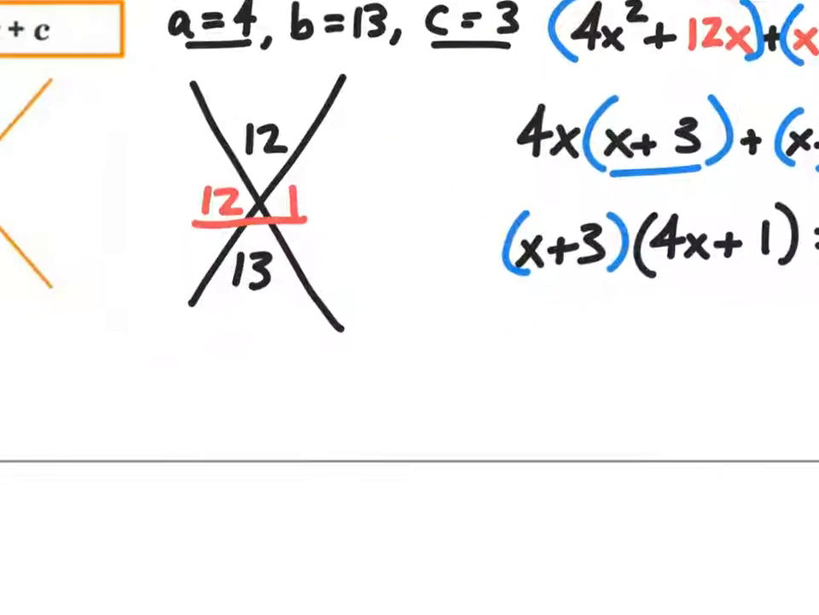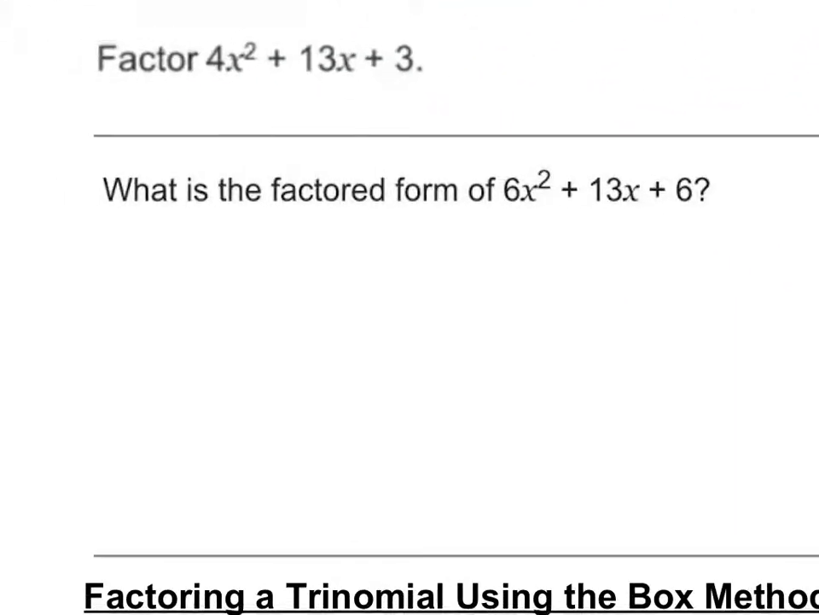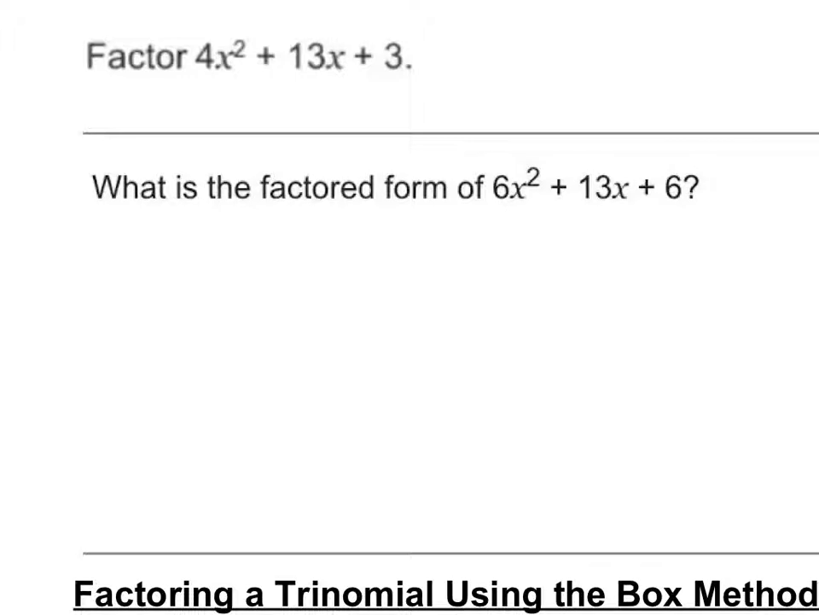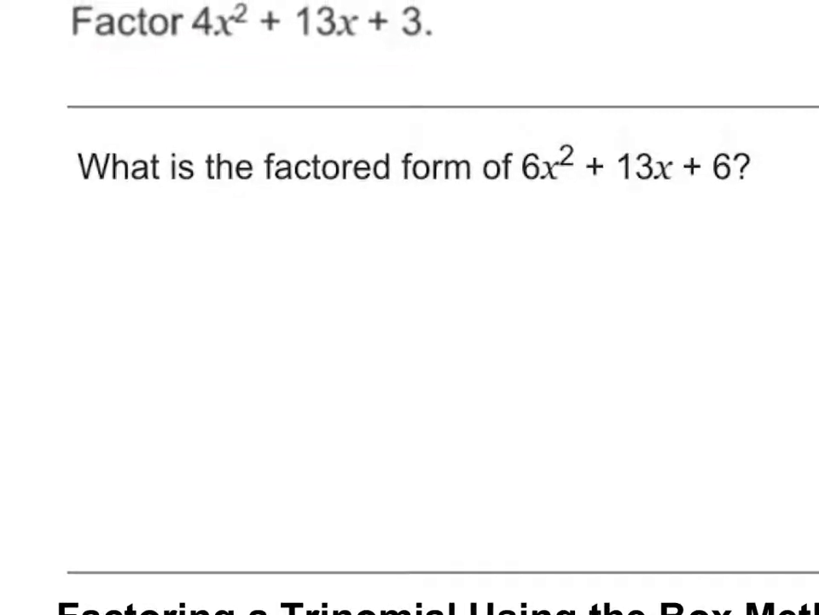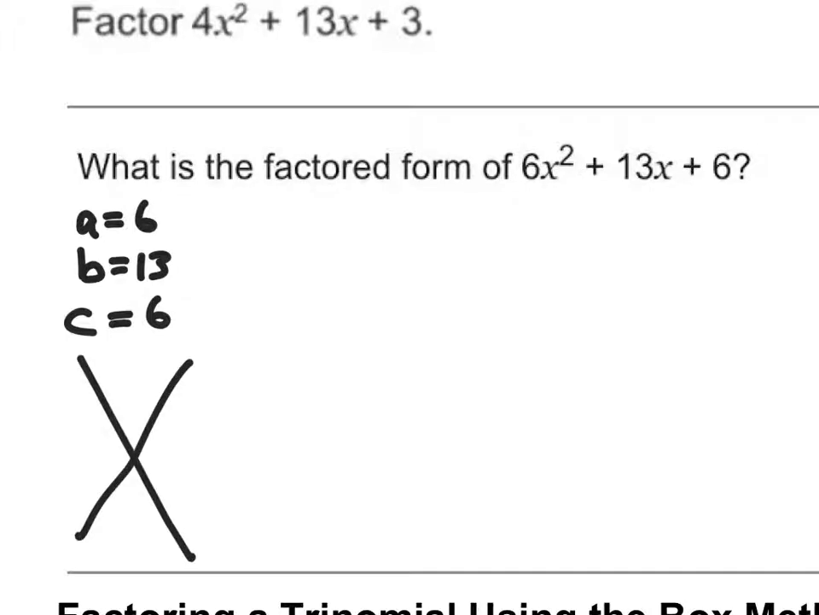Okay, so let's just do another quick practice problem. I'm going to identify my a value. So a is equal to 6, b is equal to 13, and c is equal to 6. And so what I'm going to do is the AC or the x method. Okay, if I take a times c, that's going to give me 36. Okay, so I've got 36 here. And then I've got my b value, which is 13.